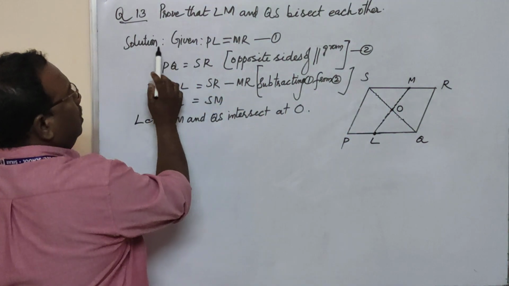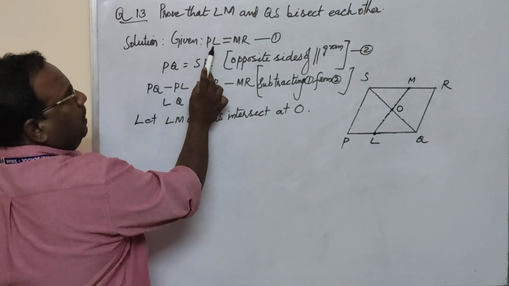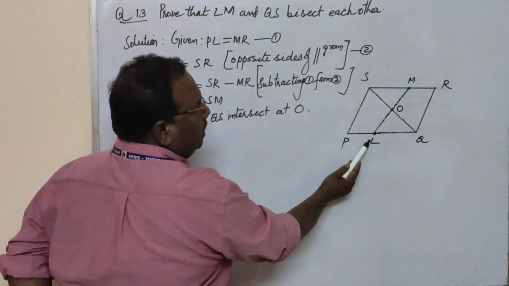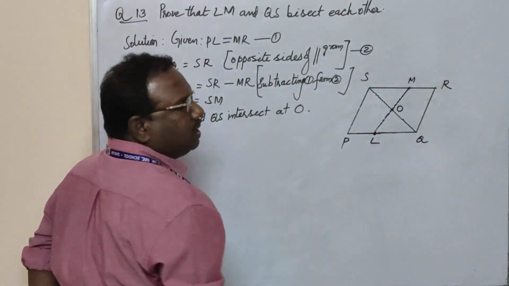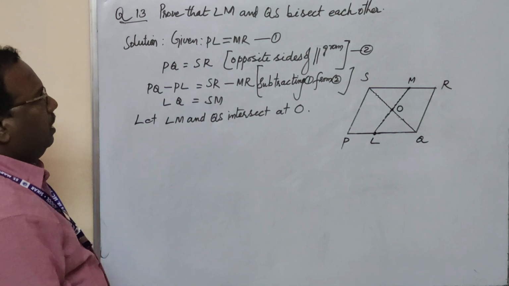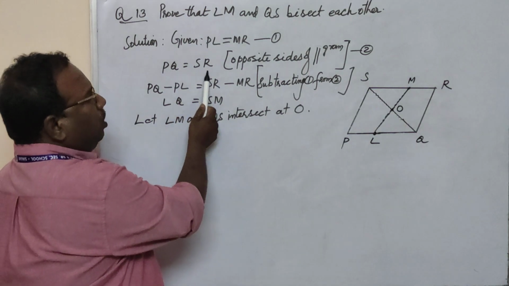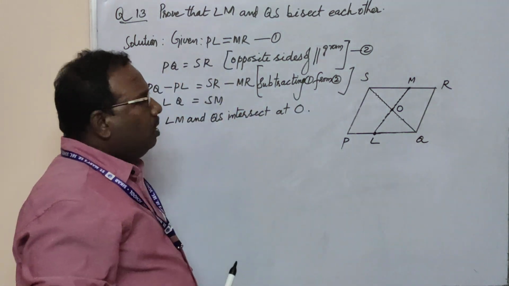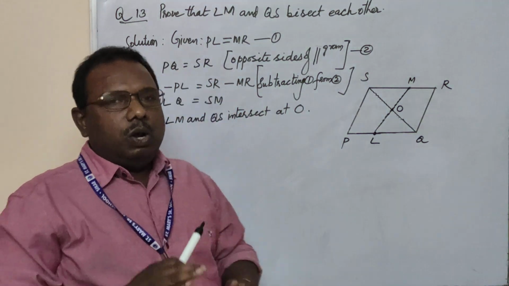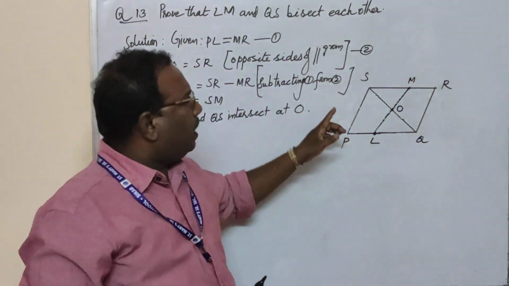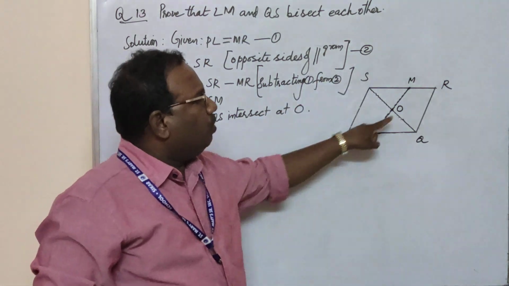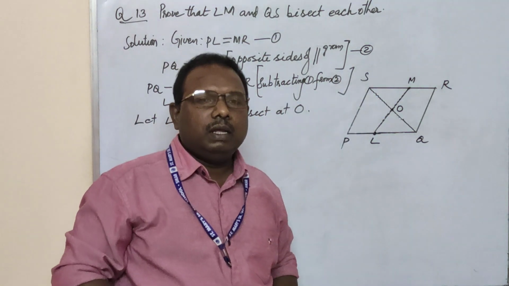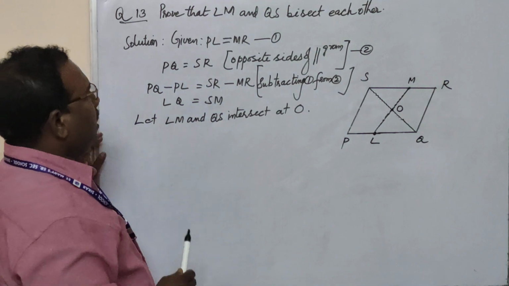Now here is the solution. Given PL equal to MR. It is given in the question. Then you know PQ equal to SR. Why is PQ equal to SR? Because PQ and SR are opposite sides of the same parallelogram PQRS. Therefore they are equal. Opposite sides are equal.